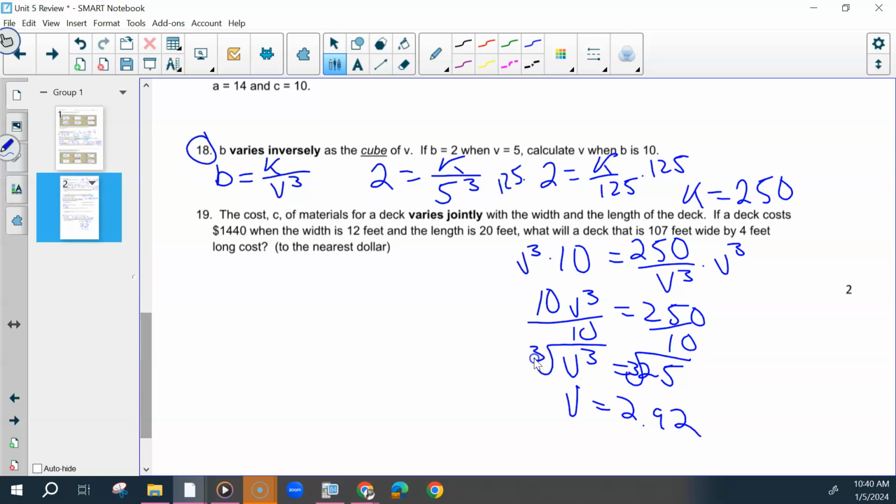Remember that jointly is the same as direct. There are just more variables, so you're multiplying them all together. Are there any others we want to go over and have questions about?